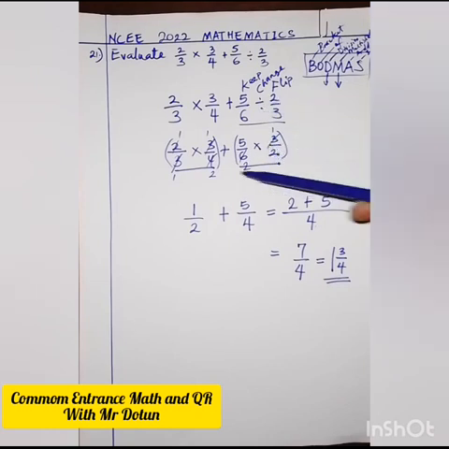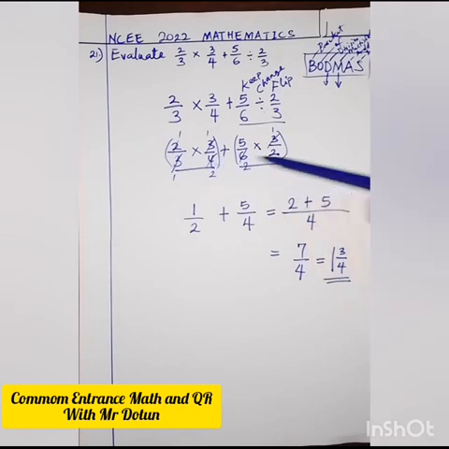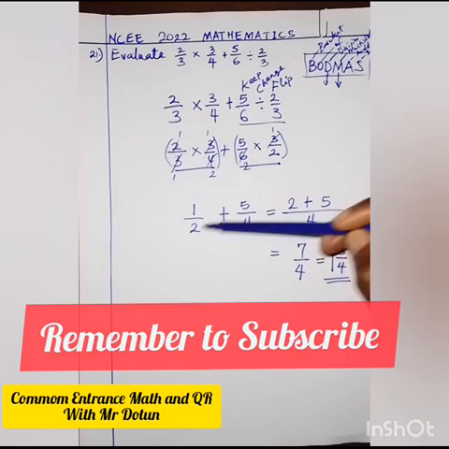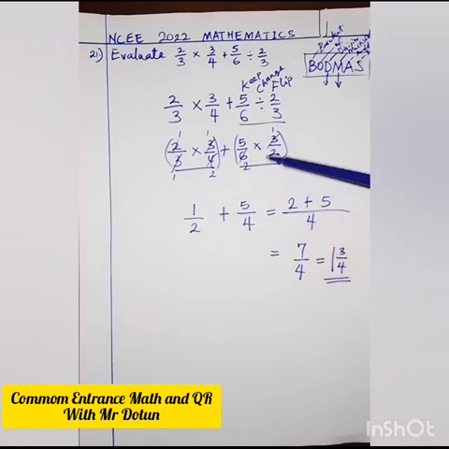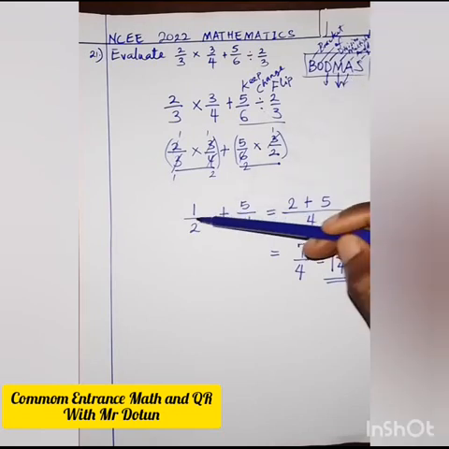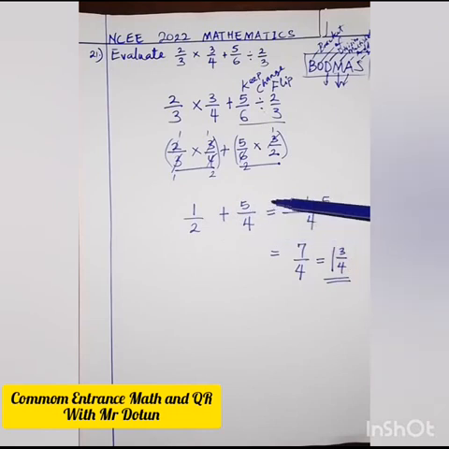In our next step we discovered that we have 2 pairs of multiplication, and we did them simultaneously. In the first pair we got 1 over 2, in the second pair we got 5 over 4, and the last operation after multiplication is addition. We did 1 over 2 plus 5 over 4, and that gave us 2 plus 5 over 4, which is 7 over 4, and we converted it to a mixed number. We have 1 and 3 over 4.